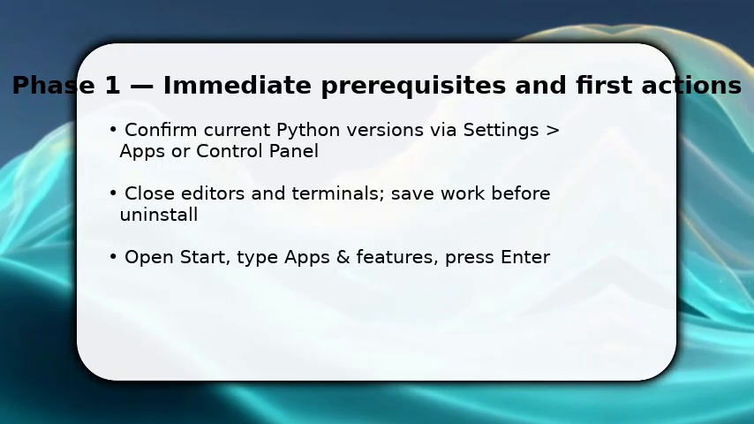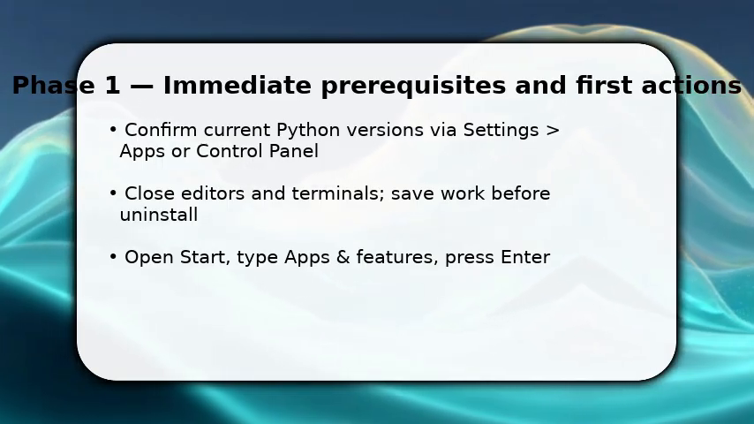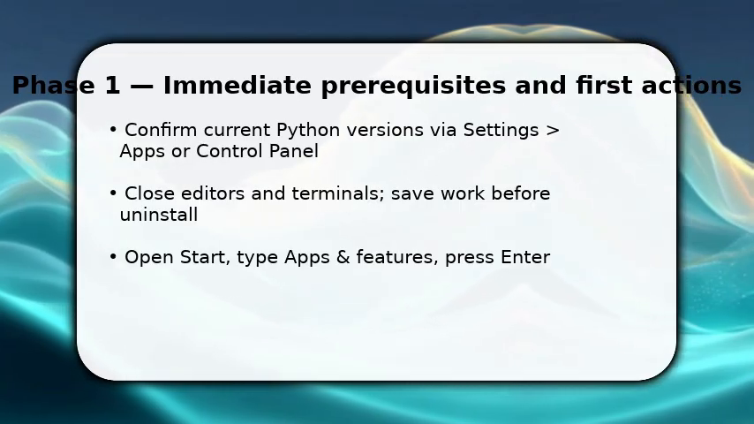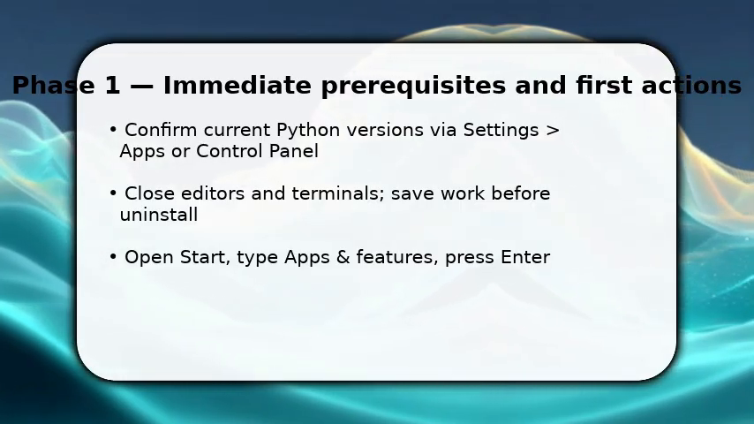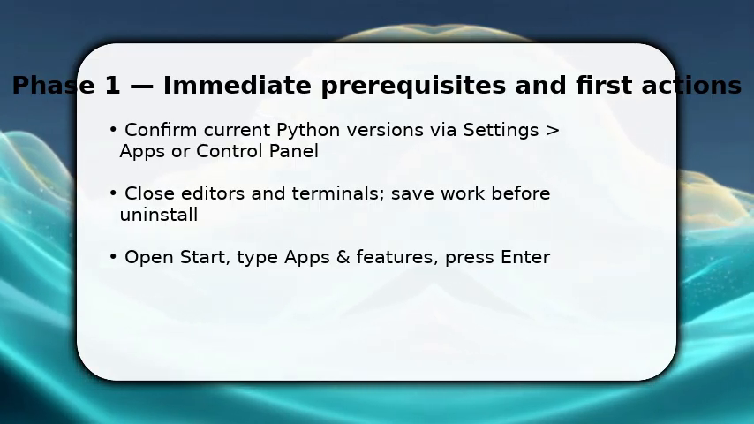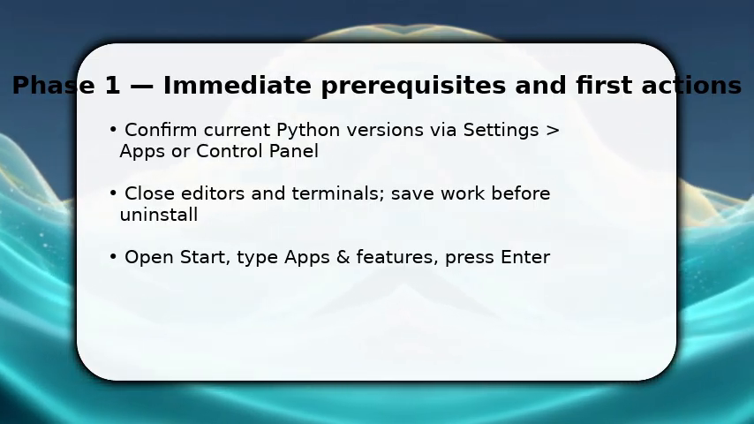Next, open Start, type Apps and Features, and press Enter. That opens the uninstaller list immediately. Make sure to sort or search for Python so you see each entry. Modern installs list version numbers, which helps you choose the right uninstall action.